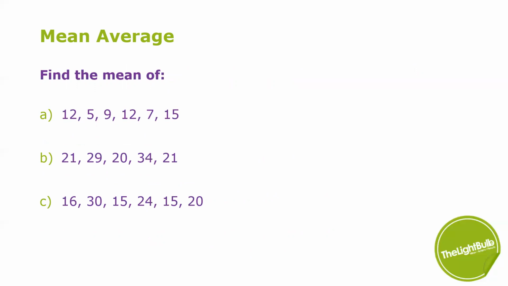Okay, how did you do? So the answer for A is 10, because it's 60 divided by 6. The answer for B is 25, so that's 125 divided by 5. And then the answer for C is 20, because that's 120 divided by 6.